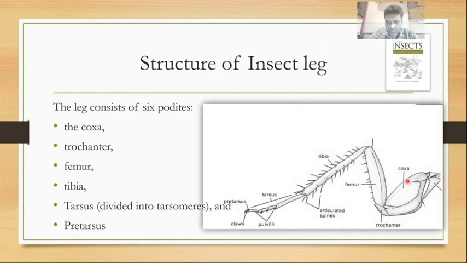The first segment or podite is called the coxa. Coxa helps the leg attach to the thorax. This elbow-like neck segment is called the trochanter. The third segment is femur, fourth tibia, the fifth segment is tarsus, and the sixth segment is pretarsus. The tarsus and pretarsus are the two segments which rest on the surface when the insect is walking, running, or sitting. So let's look at this part more carefully.